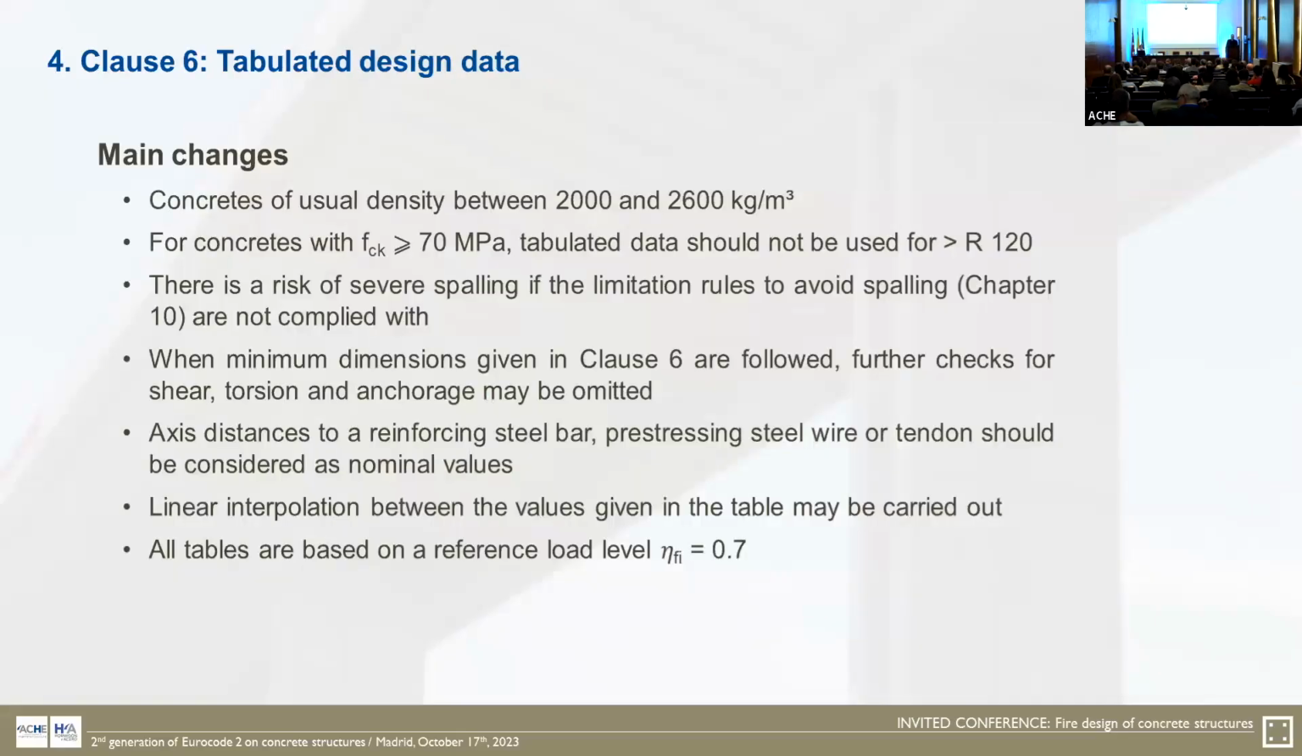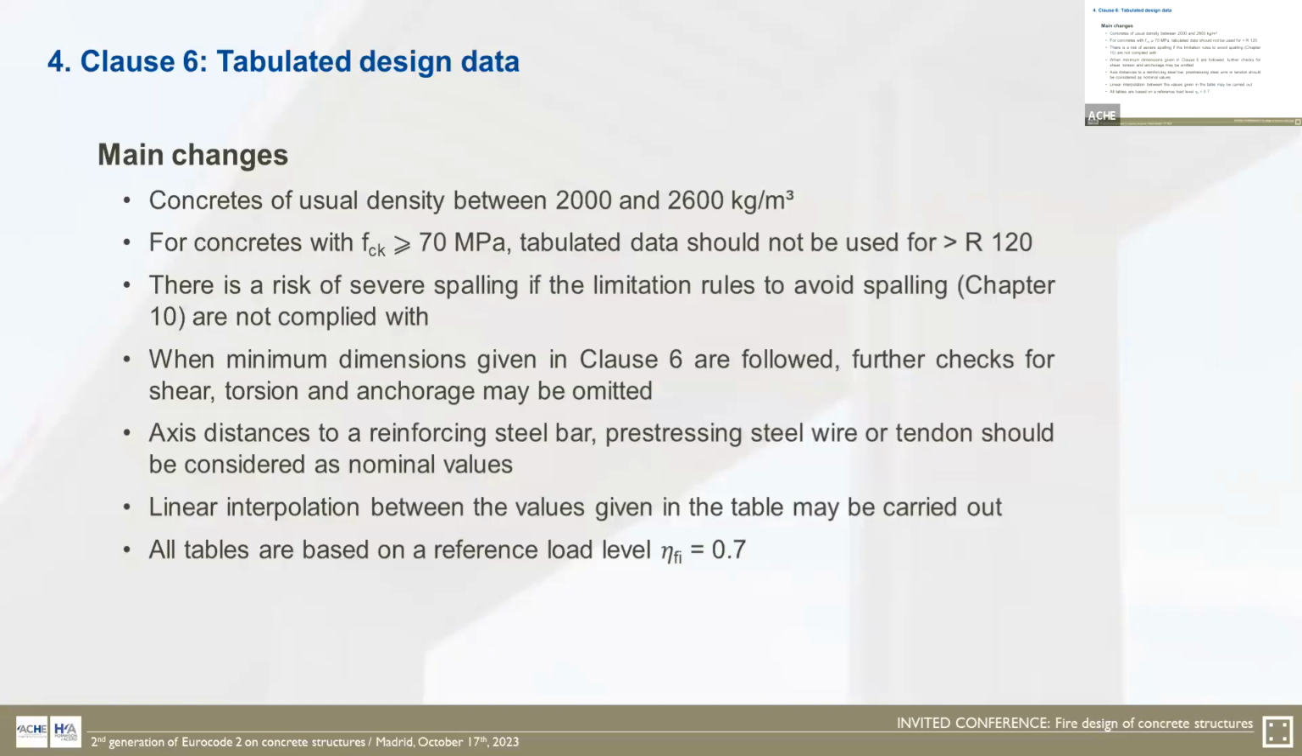What about tabulated design data? Well, we still focus on concretes of usual density, thereby meaning between 2,000 and 2,600 kilograms per cubic meter. For concretes with higher strength, high compressive strength, the tabulated data have a limit, so they should not be used for fire resistance larger than 120 minutes.